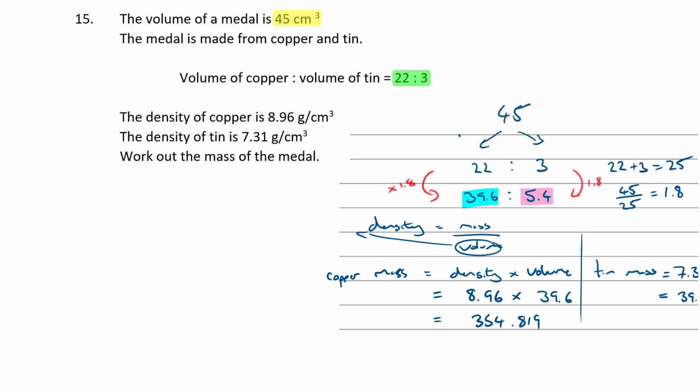Okay, so then the total mass is going to be those two added together. Total mass is 354.816 plus 39.474. So adding those together, that comes out to be 394.29. Just going to round that off to three significant figures now. Going to use the first three digits then, 394 grams. It's close enough.